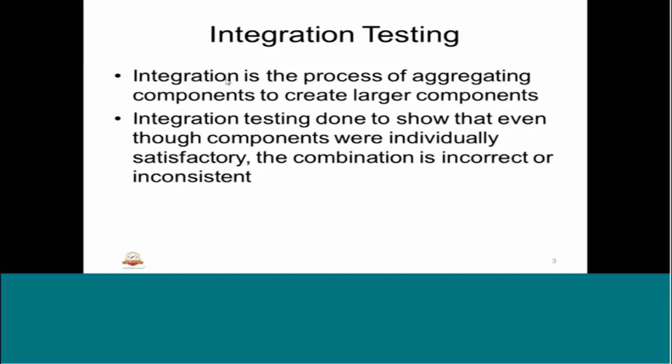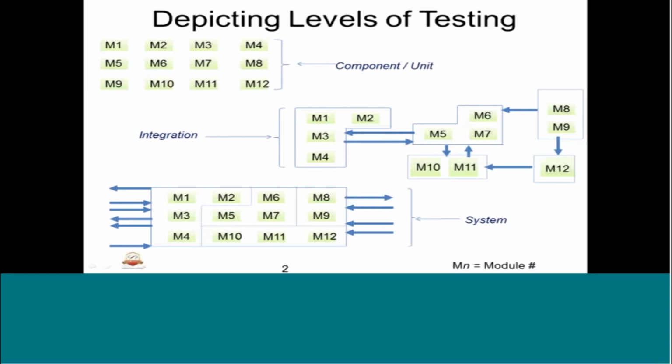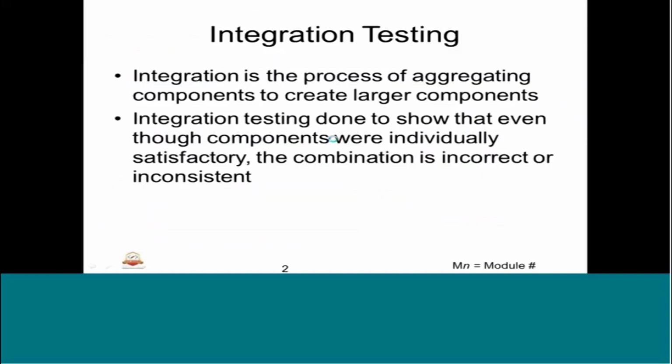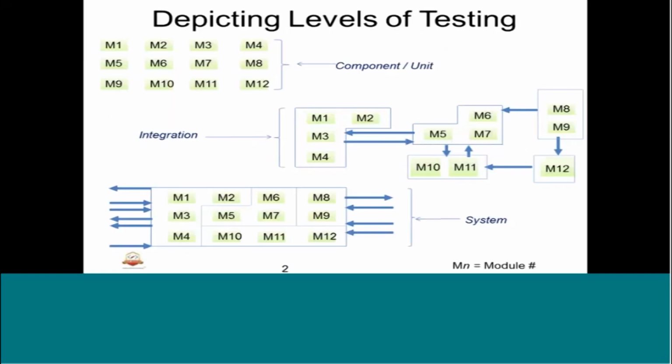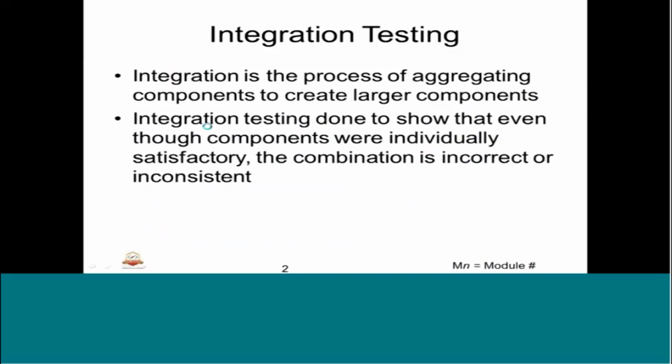We will take up a few examples in this series of sessions of embedded software integration testing. Okay, integration is the process of aggregating components to create larger components. As I said, we have different components. We are going to aggregate them like M1, M2, M3, M4 are individual components. We are going to aggregate them as one logical group. So that will become a larger component. We can call it a component or a group component, whatever it is. So there are 5 groups here in this example, and we are going to integrate that.